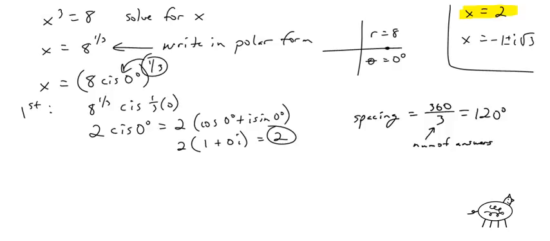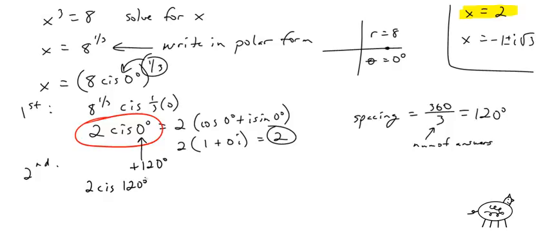What I'm going to do, and this is really important, is for my second answer, take this 2 cis 0 degrees and add 120 degrees to the 0 degrees. That's what you're going to do with that spacing. You're always going to add that to the first answer, and then add 120 to the next answer, etcetera, until we have three answers. So you're going to say 2 cis 120. That's actually our second answer. That's in polar form. In rectangular form, it's 2 times cosine of 120 plus i sine of 120.